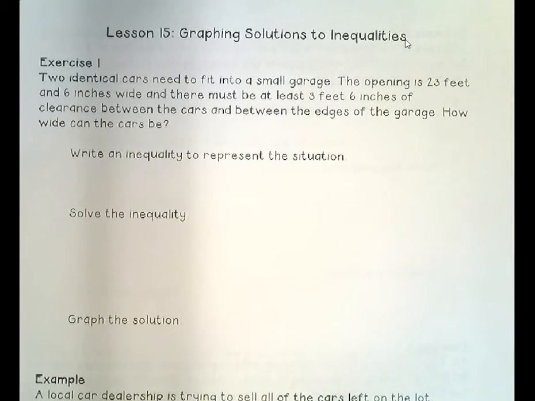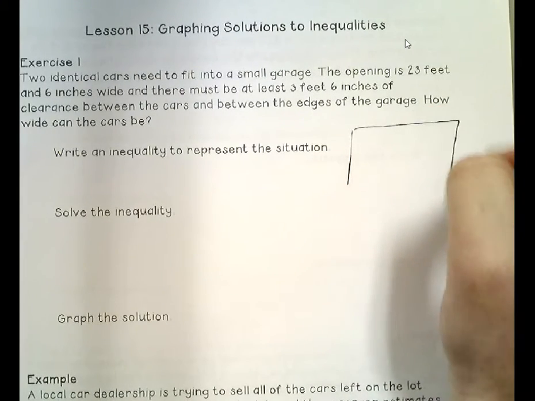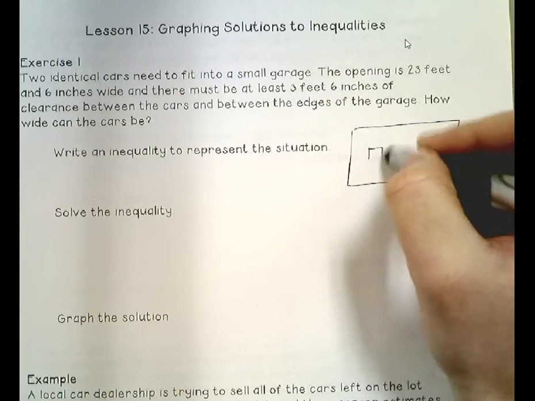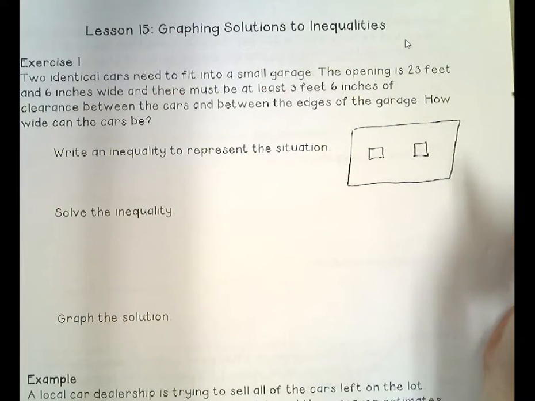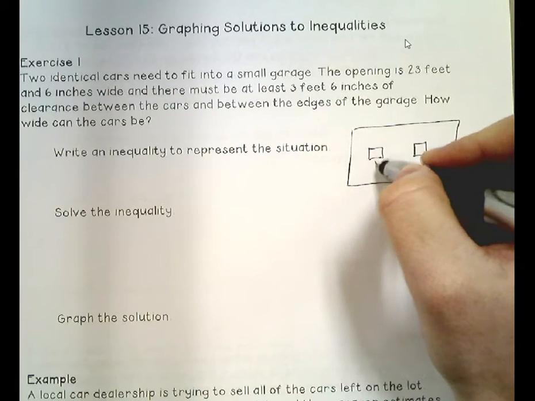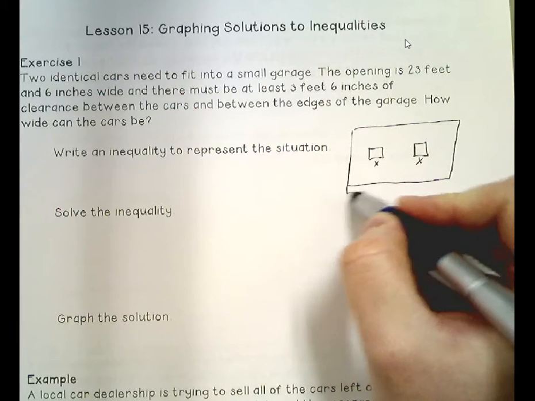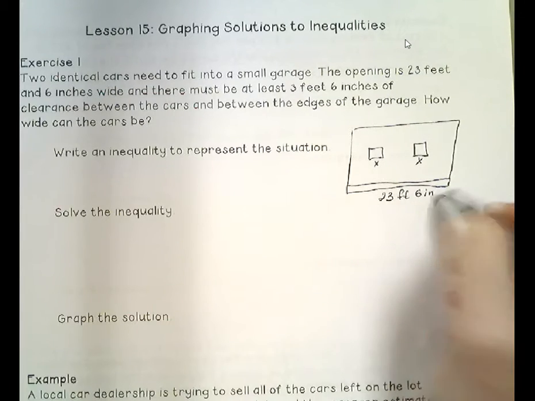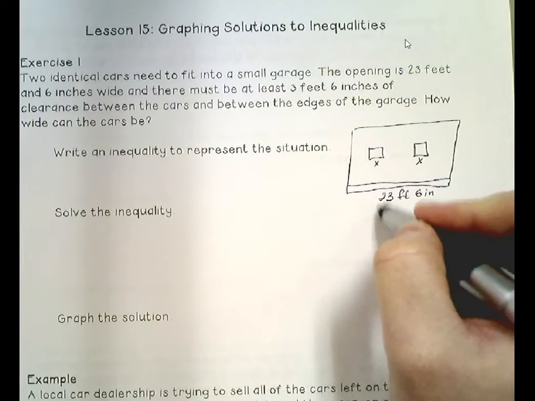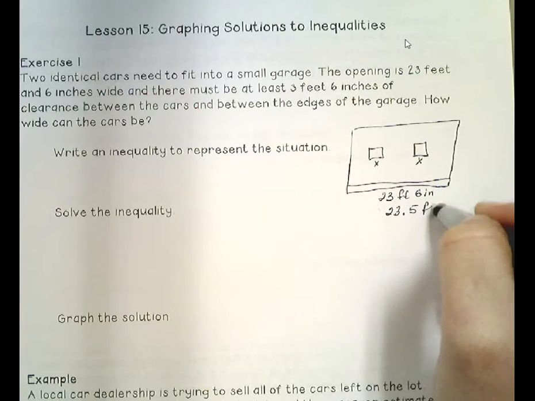Okay, so before we start writing an inequality to represent the situation, I would like to make a picture of the garage, and there are two cars in it, and we know they should have the same distance from the wall and between each other. The question is how wide can the cars be? So maybe the width of the car we can call x. And we know that the garage opening, so this whole space right here, is 23 feet and 6 inches. 6 inches is half a foot, so I can change that into feet, so 23.5 feet.